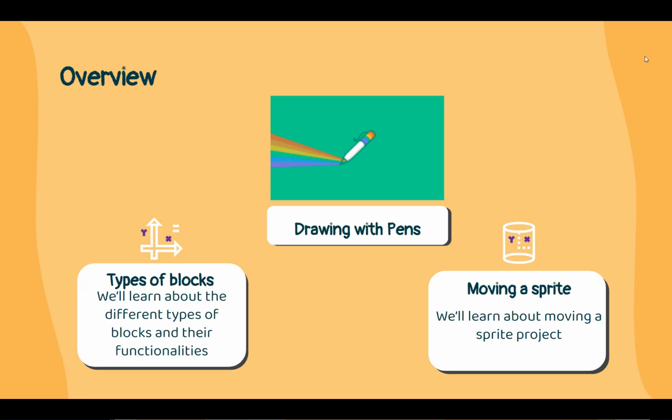This is lesson 2. So an overview of what we'll be going over today is the types of blocks, and we'll learn about what they each do, and drawing with pens, and we'll learn about moving a sprite.